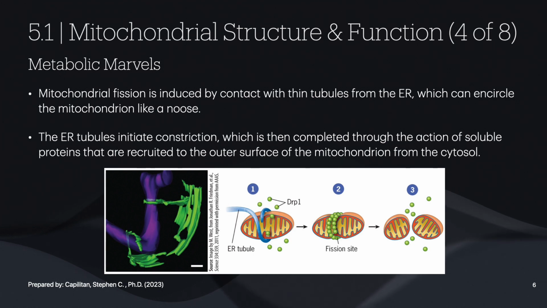Mitochondrial fission is induced by contact with thin tubules from the endoplasmic reticulum. They can encircle and wrap around the mitochondrion like a noose. The ER tubules initiate constriction, which is then completed through the action of soluble proteins that are recruited to the outer surface of the mitochondrion from the cytosol. What you're seeing in the photo below is the mitochondrial fusion and fission.